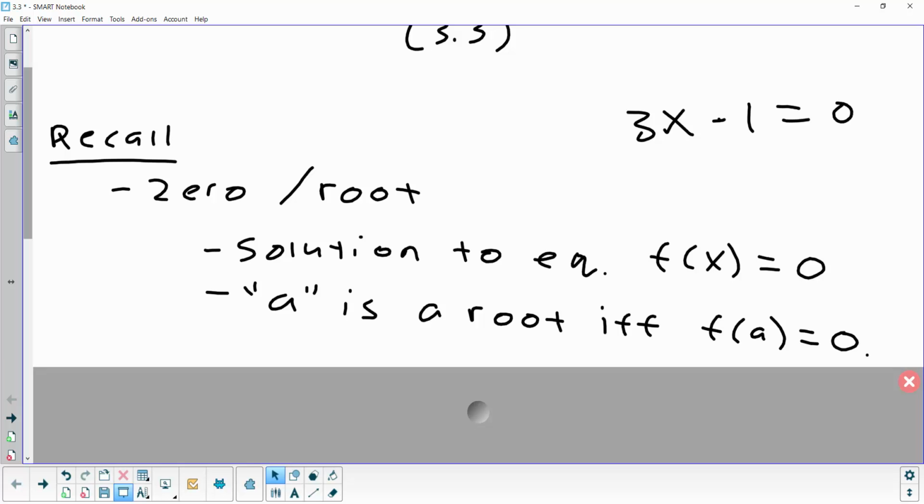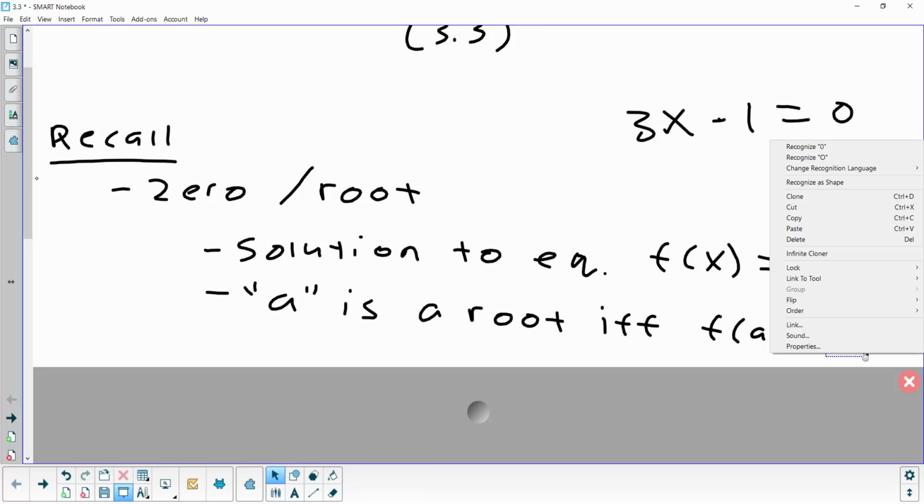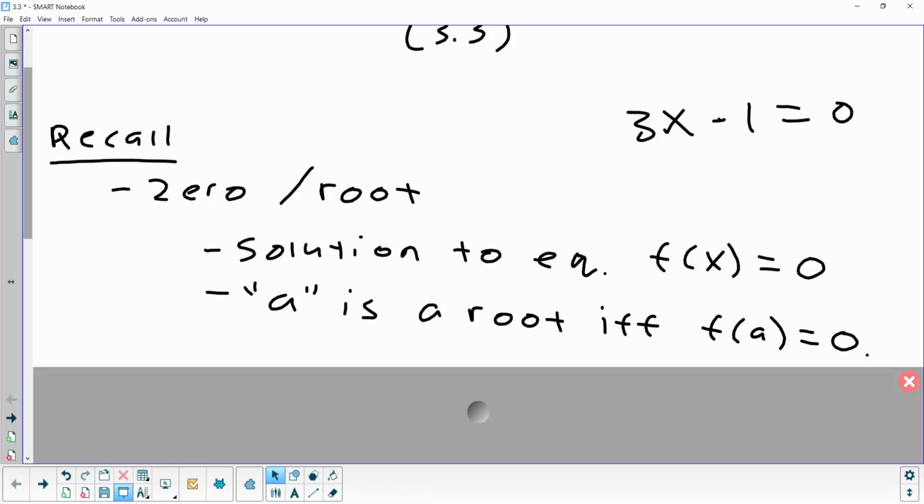If you have a number that is a root, then it means you can plug it into the equation and get 0 as the answer. The other way you can read it is if you plug a number into an equation and get an answer of 0, then that number is a root. So it's just reading the statement. If it's a root, then you can plug it in and get 0. If you can plug it in and get 0, then it's a root. Just reading it both ways. And they're both true. Any question on that? Okay.